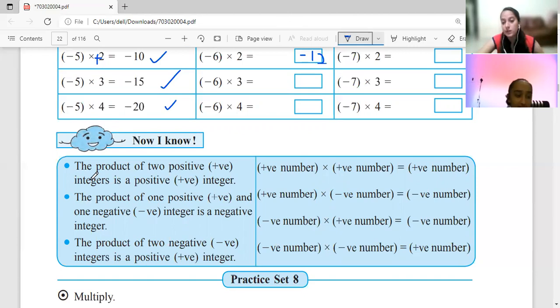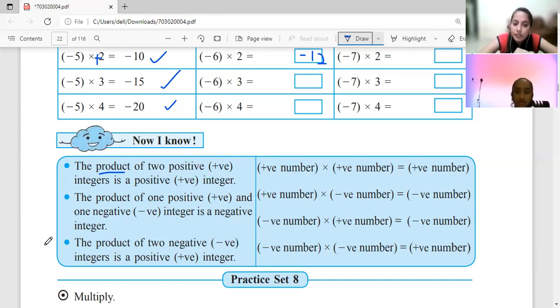What are integers? Integers are the numbers which have positive and negative and 0 too. Okay, it includes all the three things: positive, negative, and 0. Very good. So when you multiply, okay, they have given the product. Instead of product, the term multiply can also be used. We know this. Product and multiply is one and the same thing.